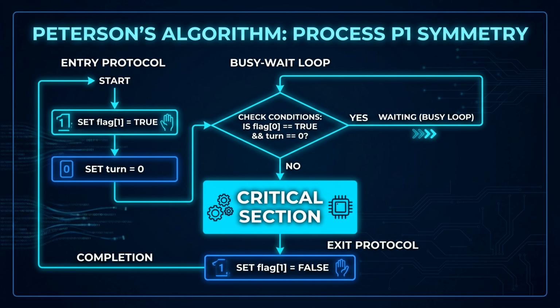Process P1 follows the same mirror logic. It sets flag[1] to true, then sets turn to 0, offering priority to P0 during a clash. Then it waits while flag[0] is true and turn equals 0. If P0 is not interested, P1 enters immediately. If both want access together, the turn variable decides who waits and who enters first. This symmetry makes the algorithm elegant. Both processes are treated fairly, and neither needs a central controller.